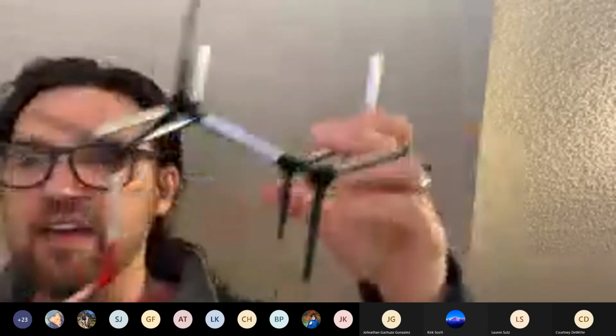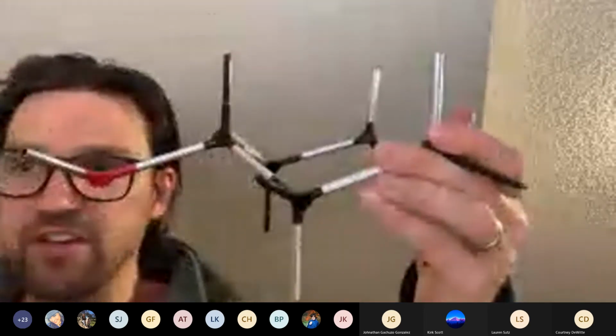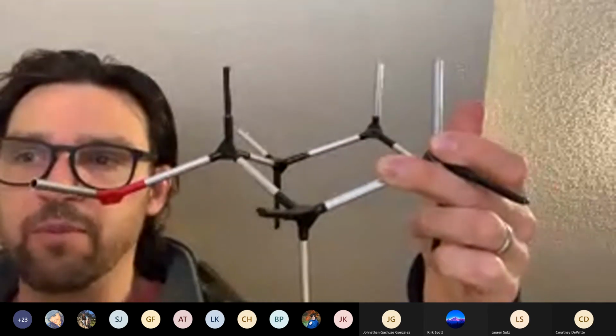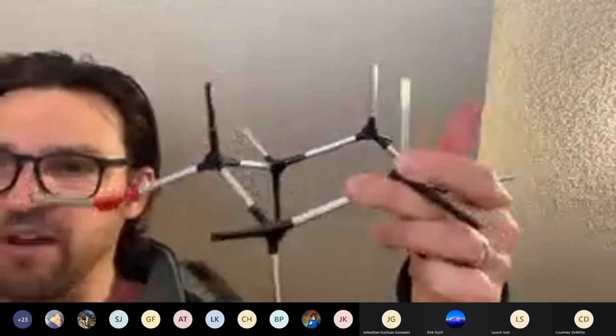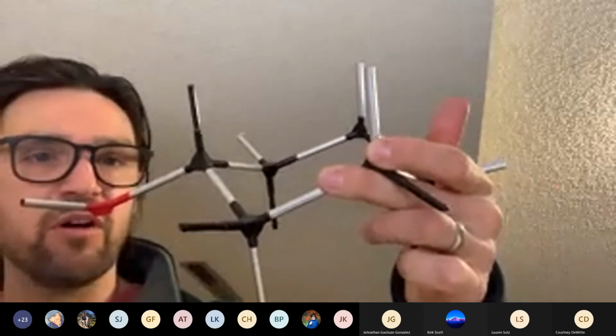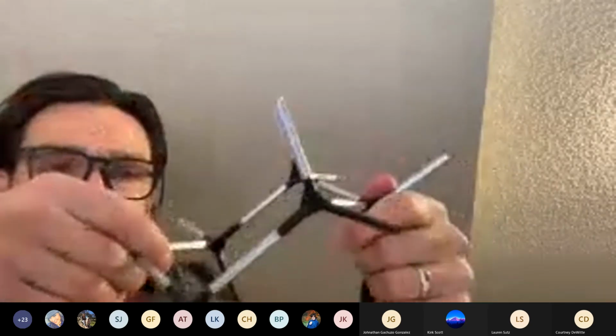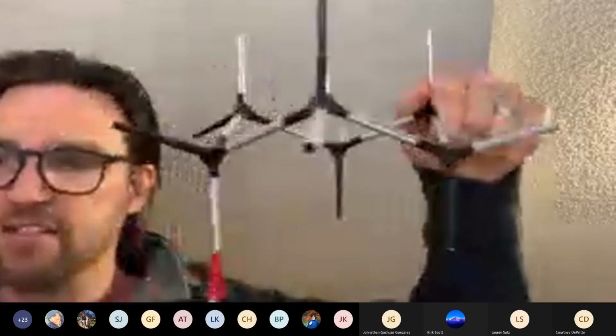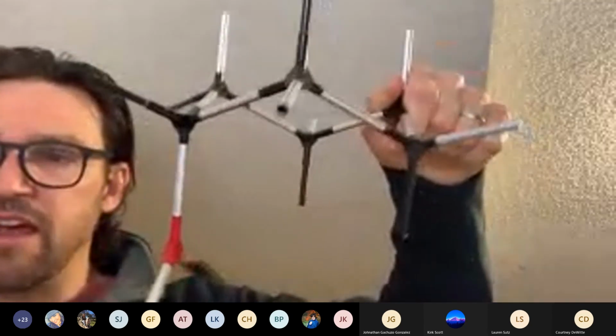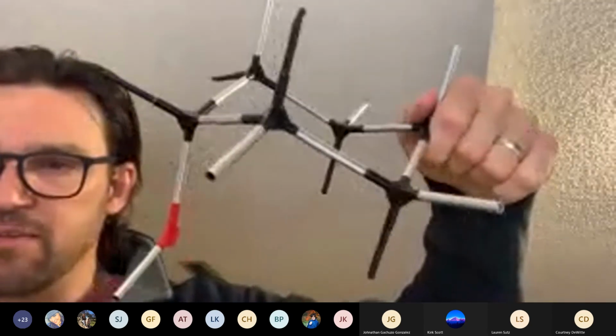So up and equatorial, I flip the ring, it's up and axial. Even if I turn it over like this, here it's down and axial. If I flip the ring, it's still down, but now it's equatorial. So that's up and axial, up and equatorial, down and equatorial, and then if I flip the ring, now it's down and axial. So that's the models.